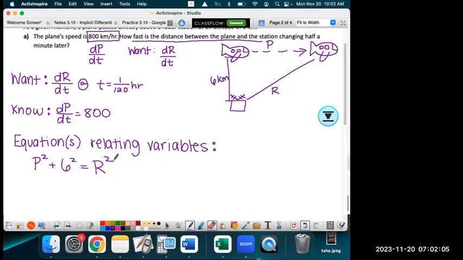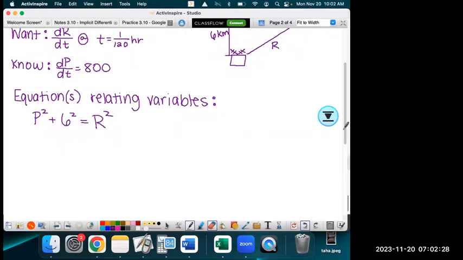The reason why I say to do that is because if you leave it as 6 squared, when you go to take the derivative, I can guarantee half of you will treat that as a variable and do 2 times 6. No, it's a constant. What is the derivative of a constant when we get there? 0, not 12. So actually write that as 36.